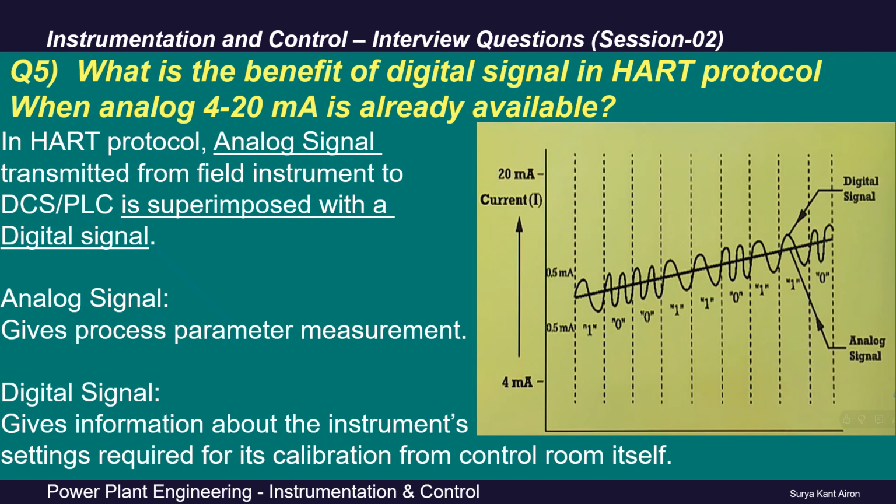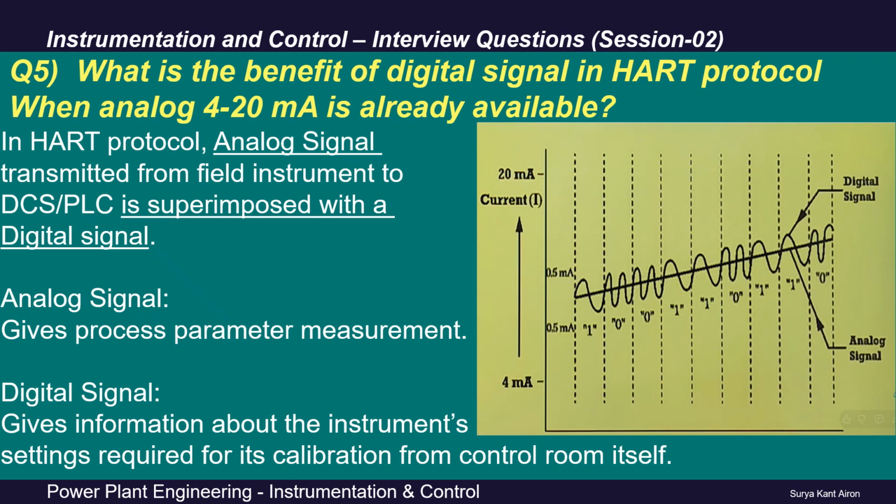Next important question is, what is the benefit of a digital signal in HART protocol when an analog 4 to 20 milliampere signal is already available? Friends, in HART protocol, the analog signal transferred from the field instrument or transmitter to the DCS or PLC is superimposed with a digital signal. Here in this diagram we can see the analog signal is there, but a digital signal is also superimposed on it.